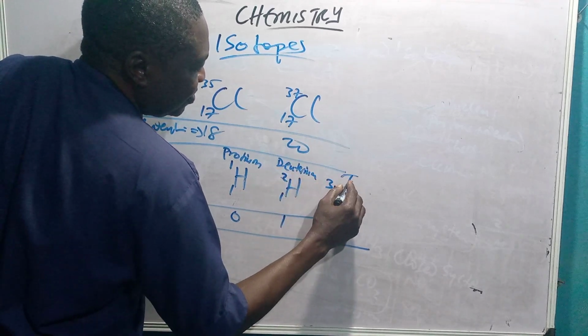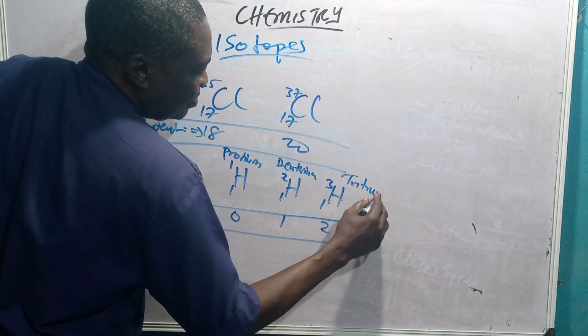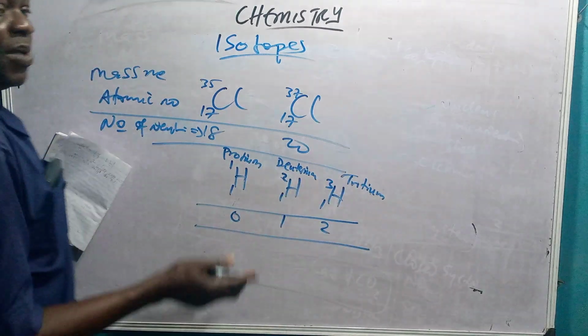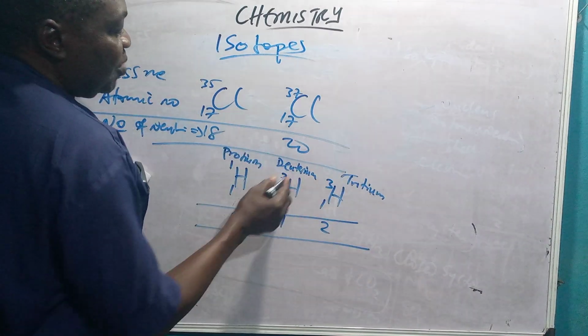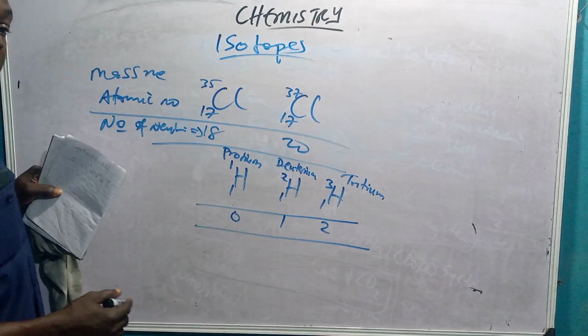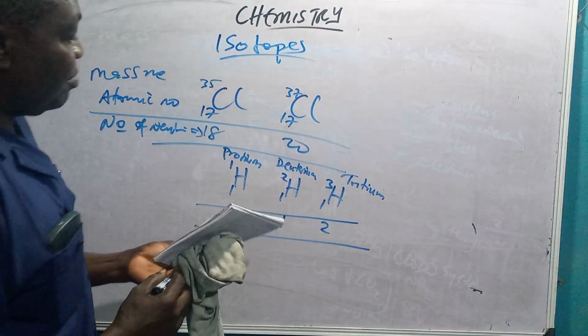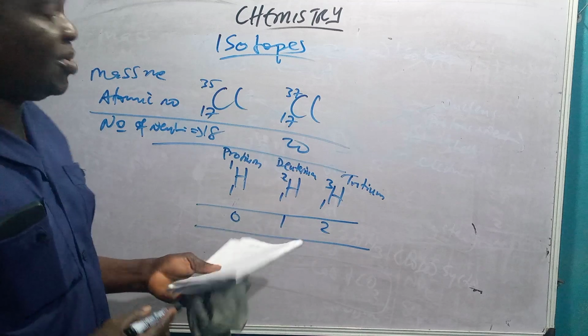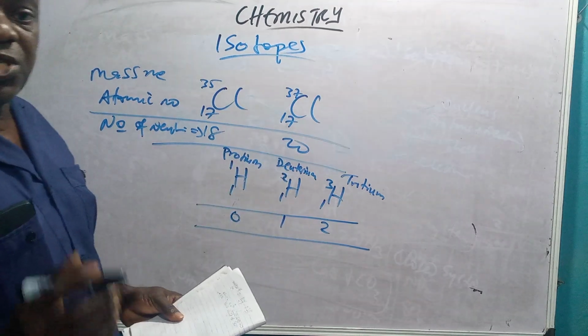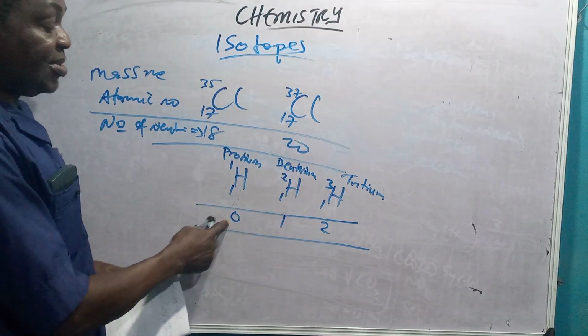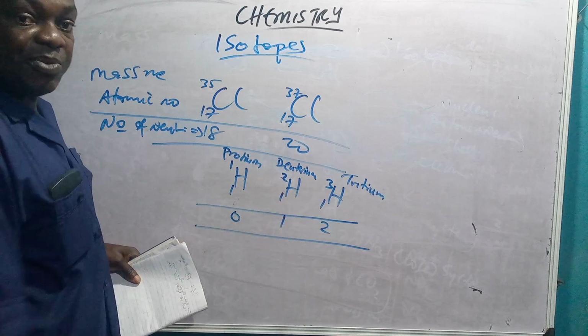Why this tritium? Proton is normal hydrogen present in water, which we drink. This one is also present in water, but in this case, heavy water, because it is also known as heavy hydrogen. So it produces deuterium oxide. This one produces hydrogen oxide, deuterium oxide, and this one is tritium, which is radioactive.